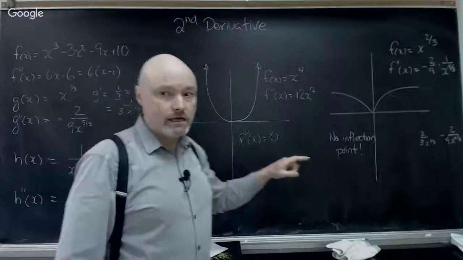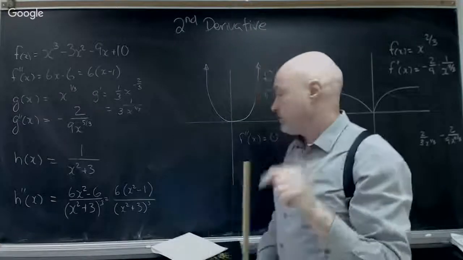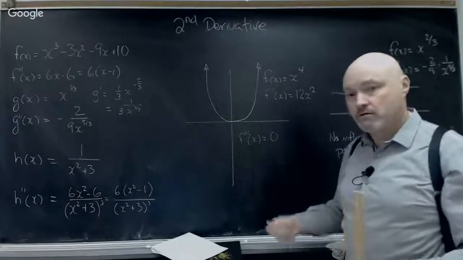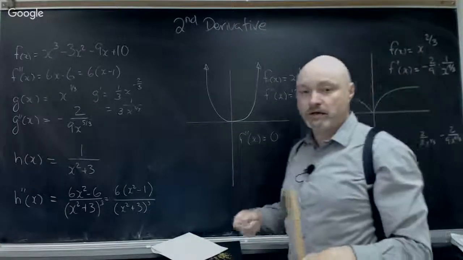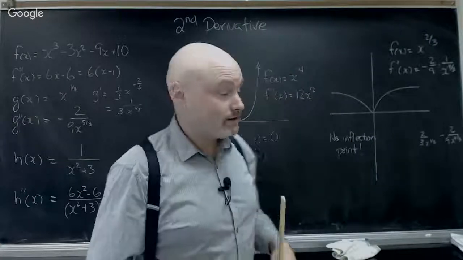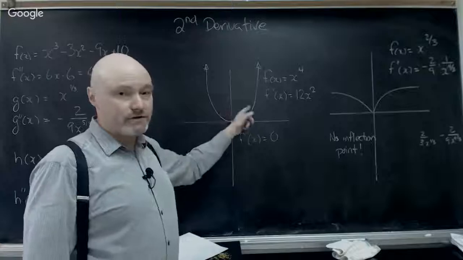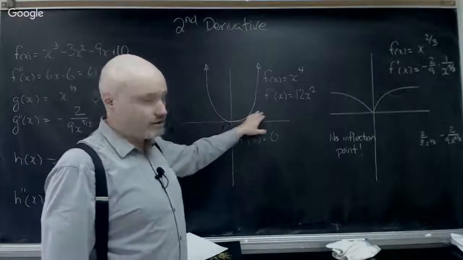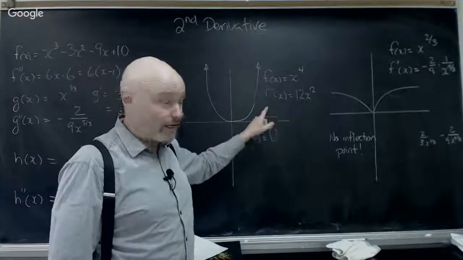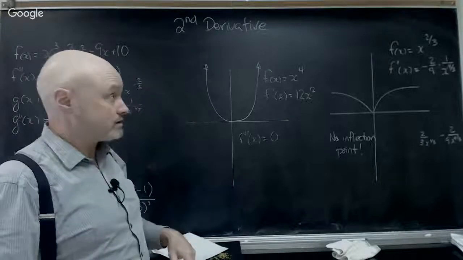So there's this tricky thing. If the second derivative is equal to 0, that does not necessarily imply a point of inflection. And so when you are trying to find points of inflection, you need to check either side to make sure the second derivative has changed sign. So there's that bit of trickiness.